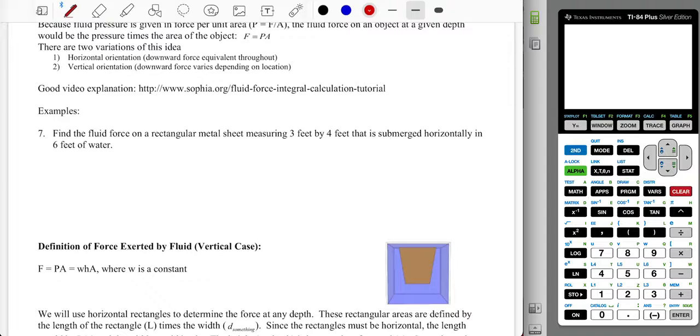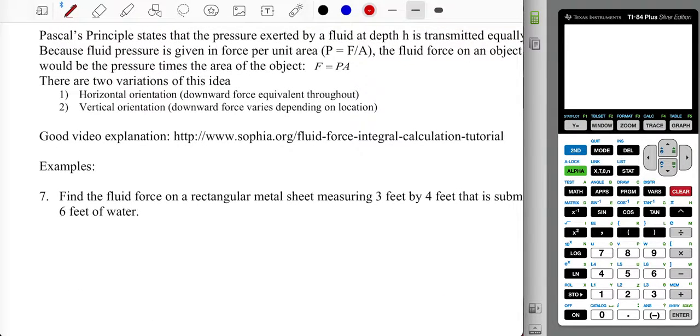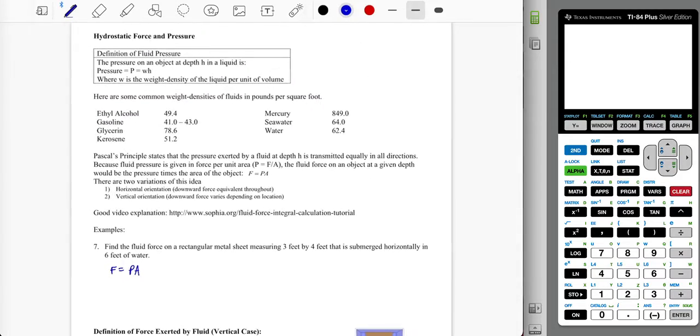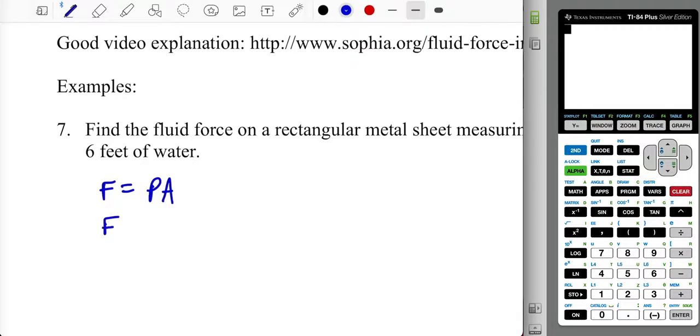So the first example is the simpler case, which is uniform depth. Find the fluid force on a rectangular metal sheet measuring 3 by 4 that's submerged horizontally in 6 feet of water. So we know we're looking for fluid force. F equals PA. Now, again, P is defined as wh. So F is equal to whA.